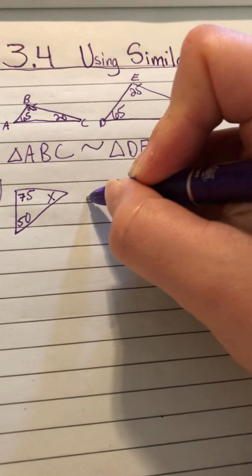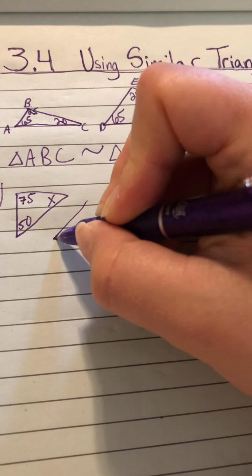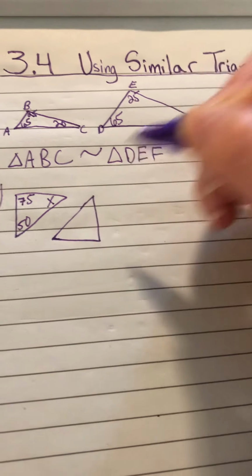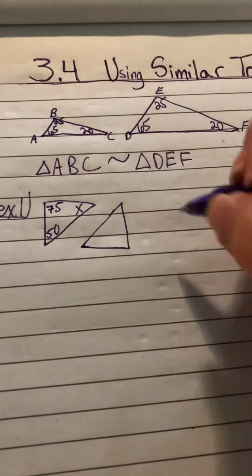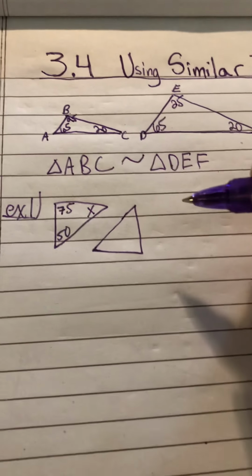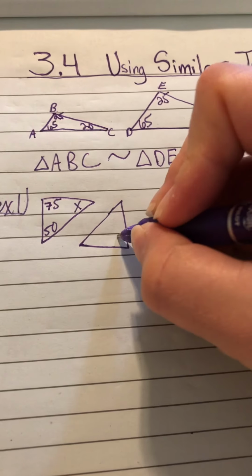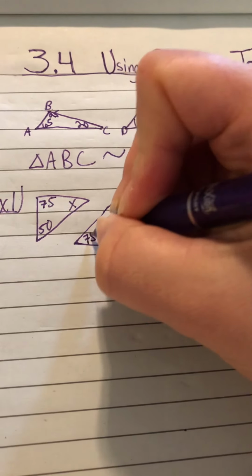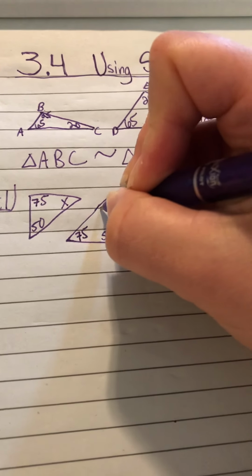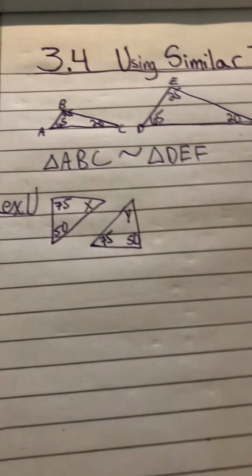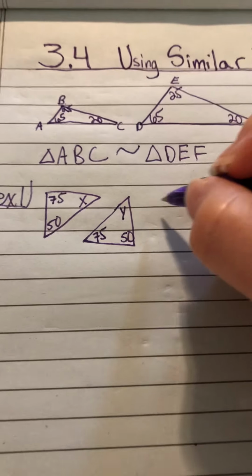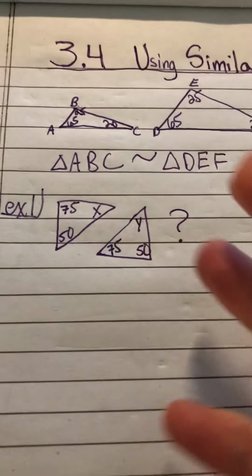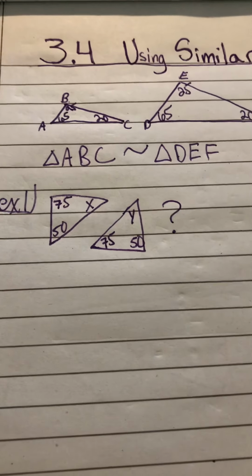I'm going to make this triangle be turned a little bit differently, but I'm still trying to give it the same shape. Even though it's turned a little differently, that's okay. I'm going to say that this is the 50-degree angle side, this is the 75, and I'm going to call this angle Y. So the question would be, and I'm just going to put a big question mark, are these triangles similar?